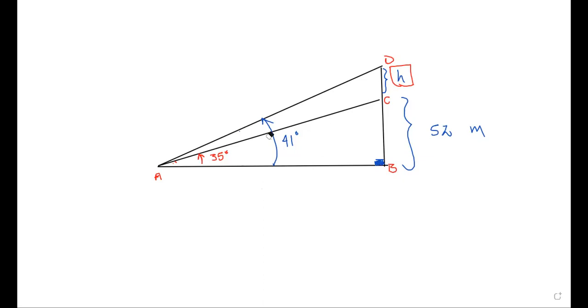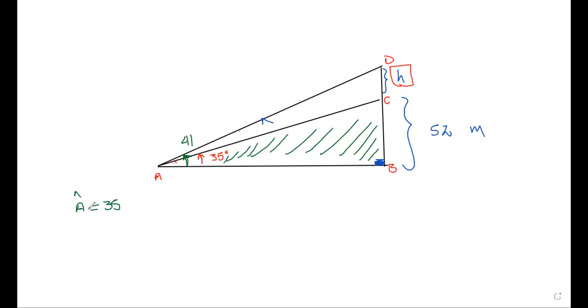Let me look into this first. Let me put this one as 41. Look at this triangle, which I called ABC. In this triangle, how many angles do I know? 2, that's right. I know that the angle A is 35.